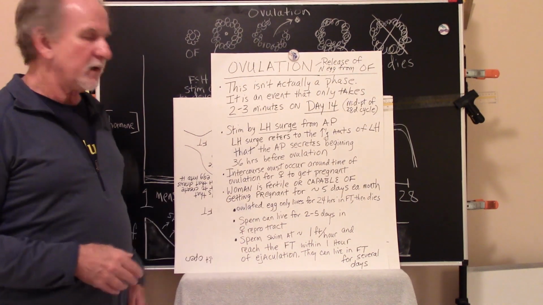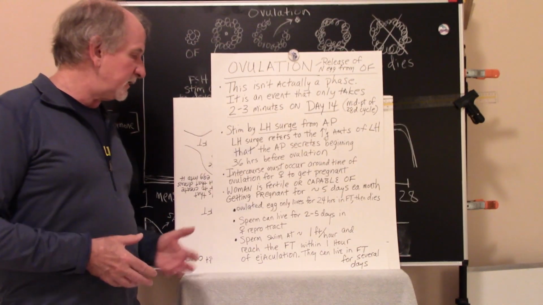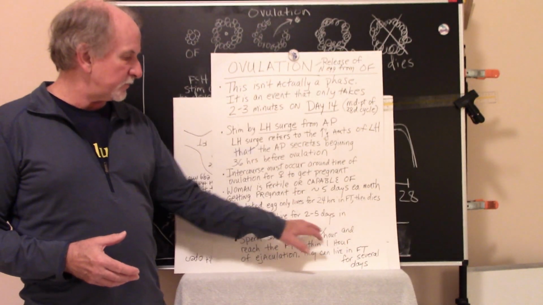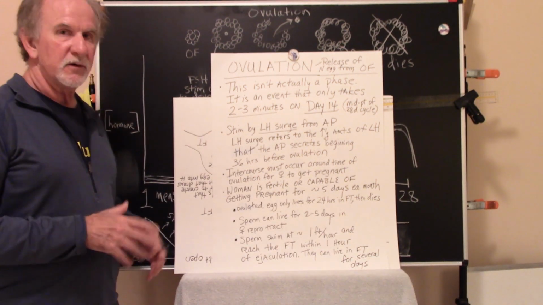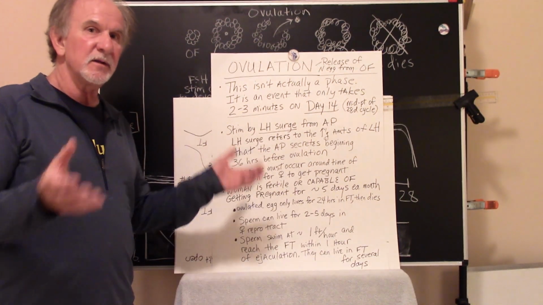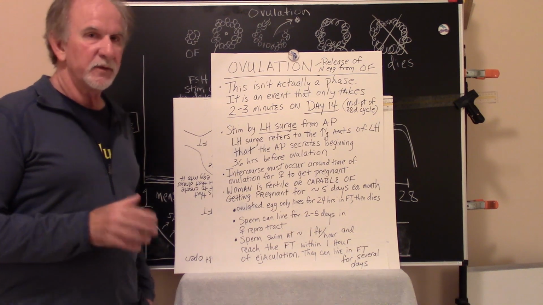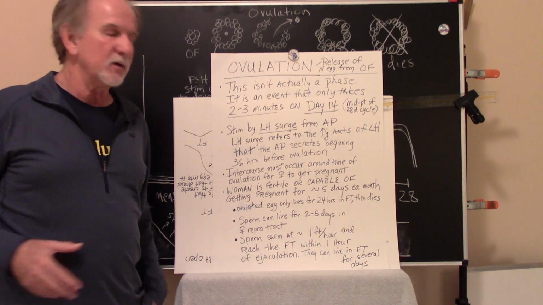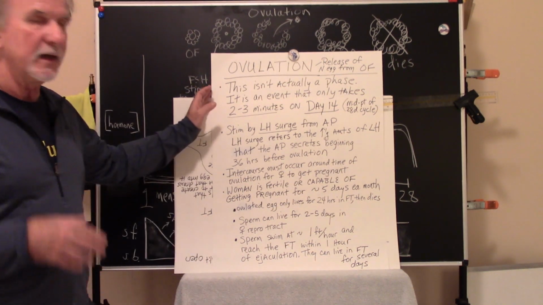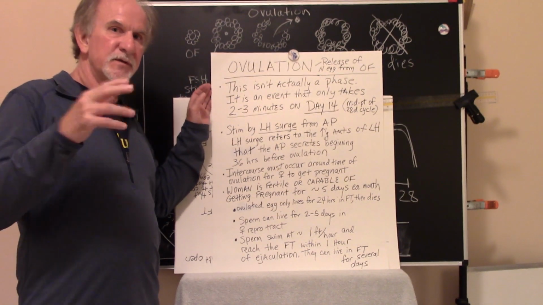So sperm, once they've been ejaculated, swim at about 1 foot per hour, and so they literally are going to get up into the fallopian tube within 1 hour after ejaculation. And again, they can live in the fallopian tube for several days.